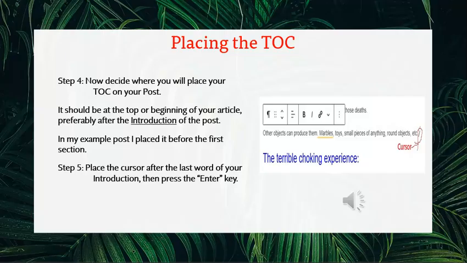Placing the TOC. Step 4. Now decide where you will place your TOC in your post. It should be at the top or beginning of your article, preferably after the introduction of the post. In my example post, I placed it before the first section. Step 5. Place the cursor after the last word of your introduction, then press the Enter key.